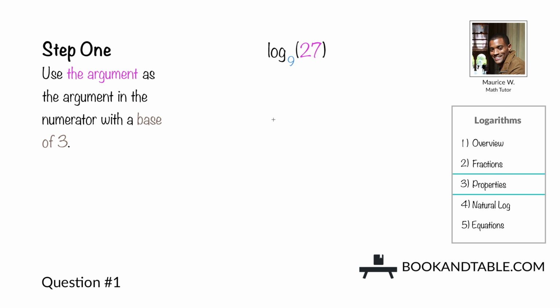Question number 1. We were given a log of base 9 of 27. So we can split this up into 2 new logarithms with a new base of 3, since 3 can be raised to an integer value, and we wind up with 9 and 27. So as a result, step 1, use the argument 27 as the argument in the numerator, as we see here, with a base of 3.